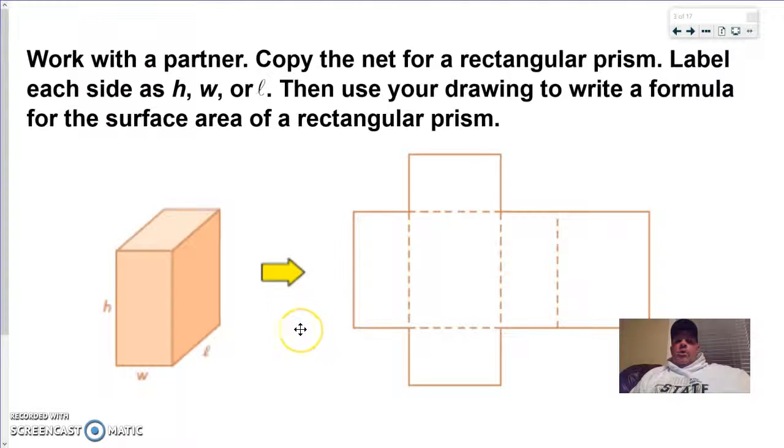So what I want you to try to do is to label each side as height, width, or length, and then use your drawing to write a formula for the surface area of the rectangular prism. Please pause the video, and when we come back, we will have it.